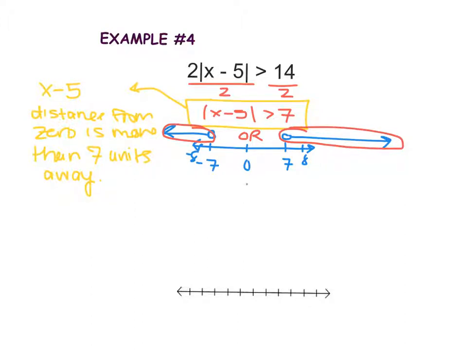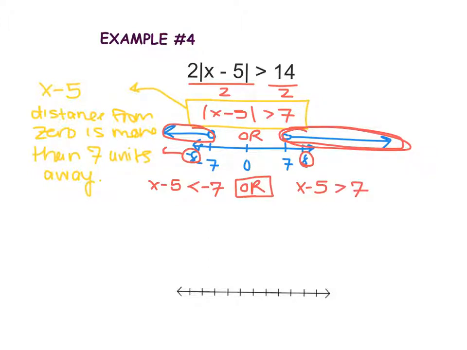So I need to write an inequality to represent each. So if I start on the left-hand side, x minus 5, if it wants to be in this region, all of these numbers, so negative 8, negative 9, negative 10, all of those numbers are smaller than negative 7. Or I'm going to be in this region over here, and x minus 5 needs to be a number like 8, 9, or 10, or on the bigger side of 7.